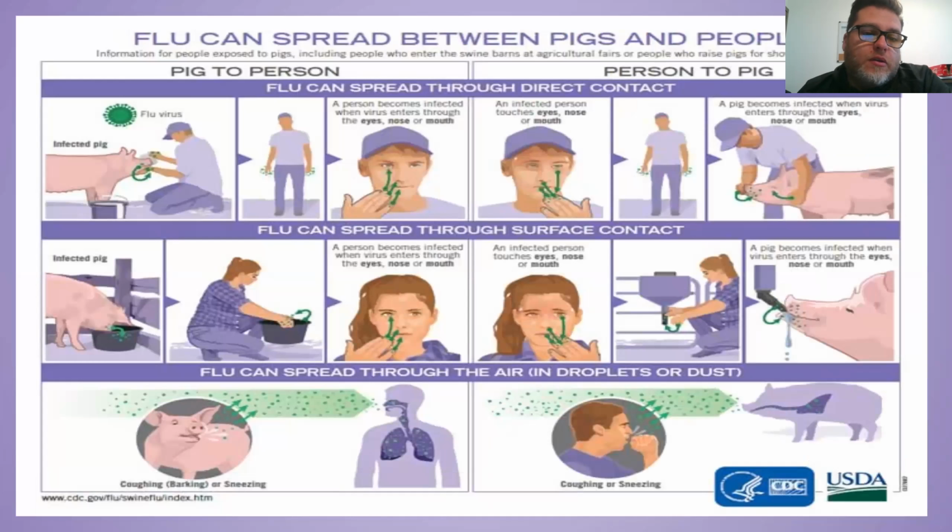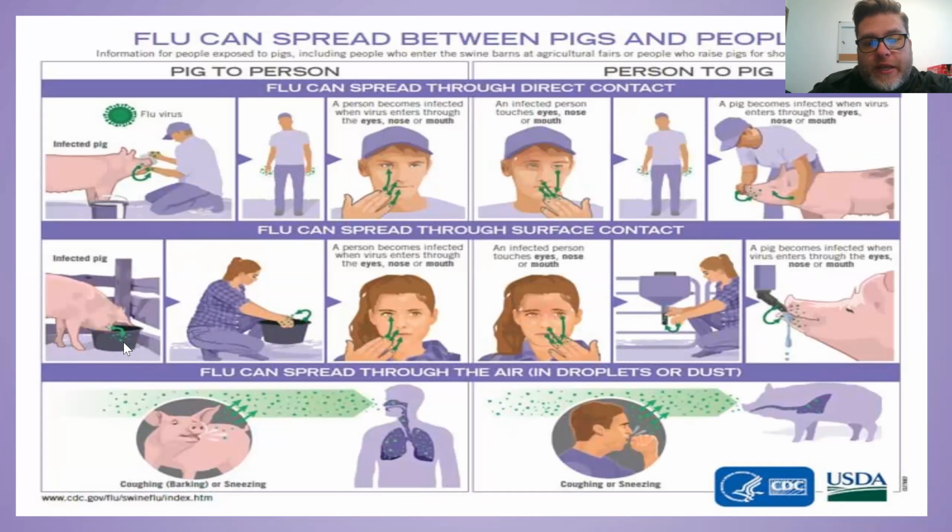Here's another little diagram of how we can get swine flu, and of course transfer it on to others. Once again, handling the pig, the farmer has it on his hands. He touches his face, he inhales the influenza, and it goes on from there. From direct contact and also from surface contact.